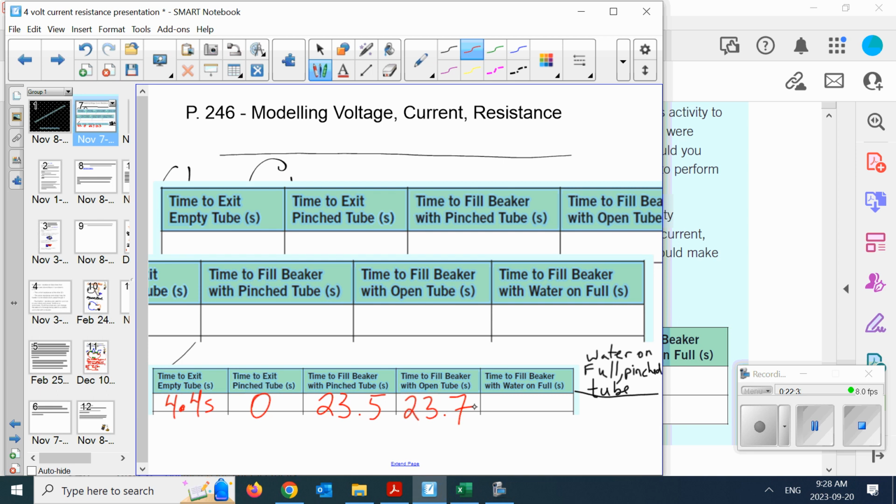Tomorrow you can close your books or whatever, but tomorrow, time to fill beaker with water on full. This is good. We'll do this one right now. It's quick. I think you know this one. There's a tap on full blast. Mark, get set, go.